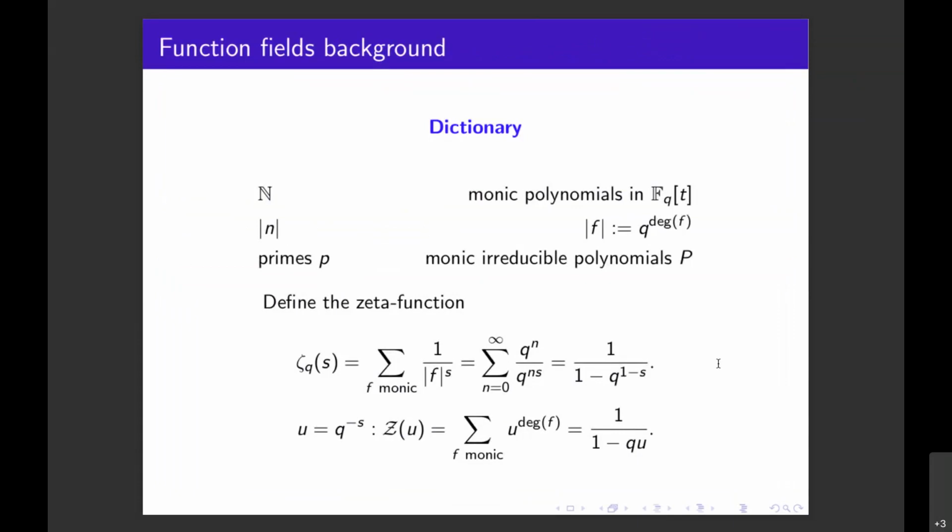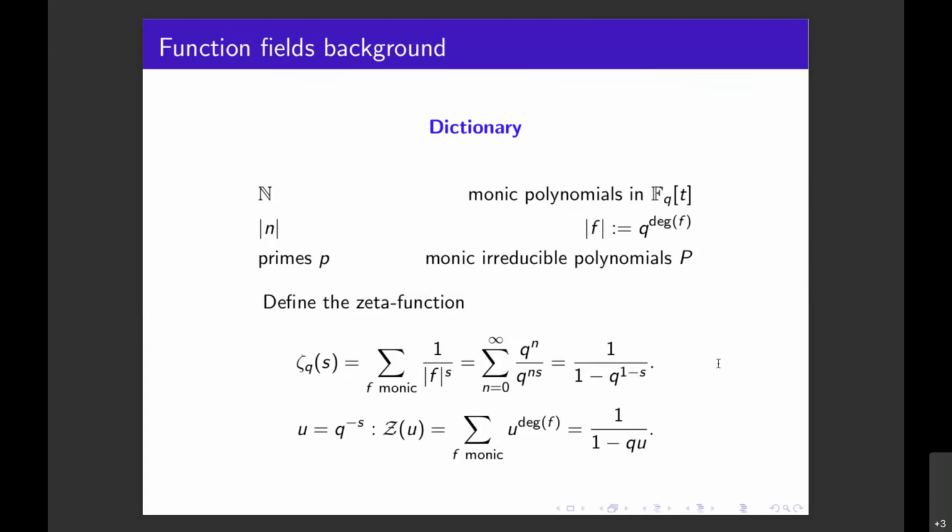Before defining these problems in this setting, when we work in function fields, there's usually this kind of nice dictionary between the integer setting and the function field setting. So we can think of monic polynomials with coefficients in F_q[t], the ring of polynomials with coefficients in F_q, in analogy with the positive integers. Then the norm of a polynomial is defined to be q to the degree of the polynomial, that would correspond to the absolute value of an integer. Then monic irreducible polynomials would correspond to primes in the integer setting. Square-free polynomials would correspond to square-free integers, and so on.